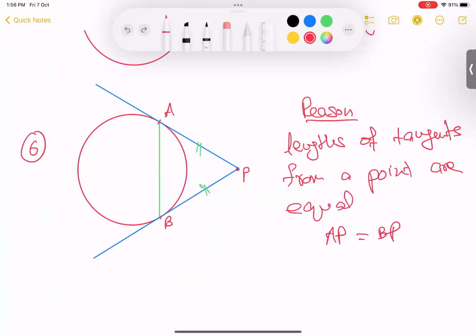Alhamdulillah Rabbil Alameen. Property 6 is also clear to you: that lengths of tangents from a common point are equal to each other. So let's talk about some more properties.